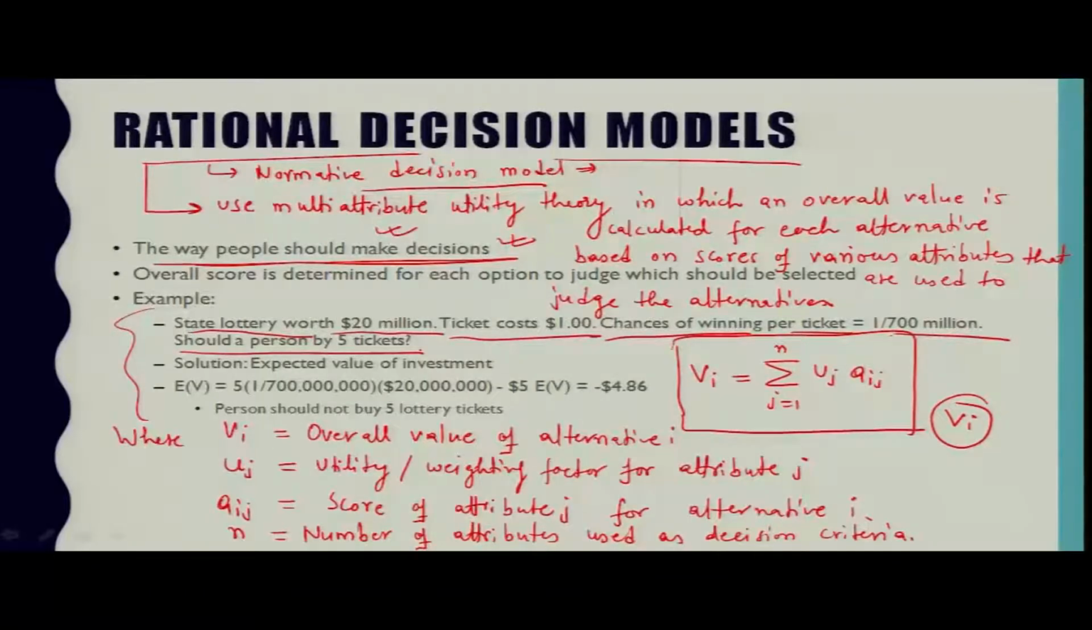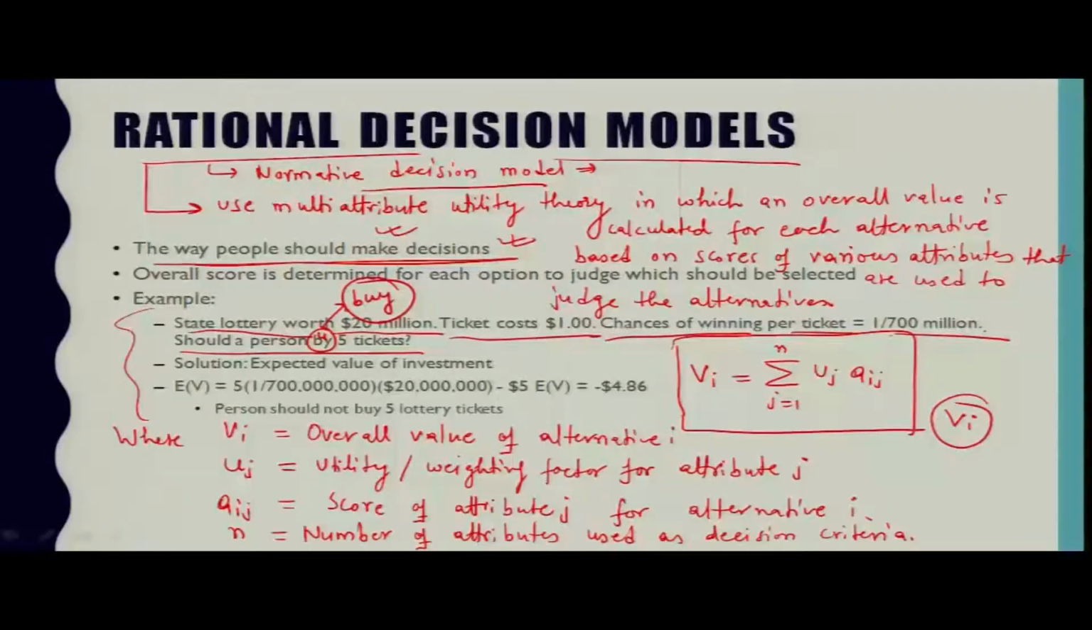Should a person buy 5 tickets? If a person wants to buy 5 tickets, should he buy them, and what is the rational decision using expected value? Now we need to calculate the decision using expected value. His chance of winning per ticket is 1 in 700 million.